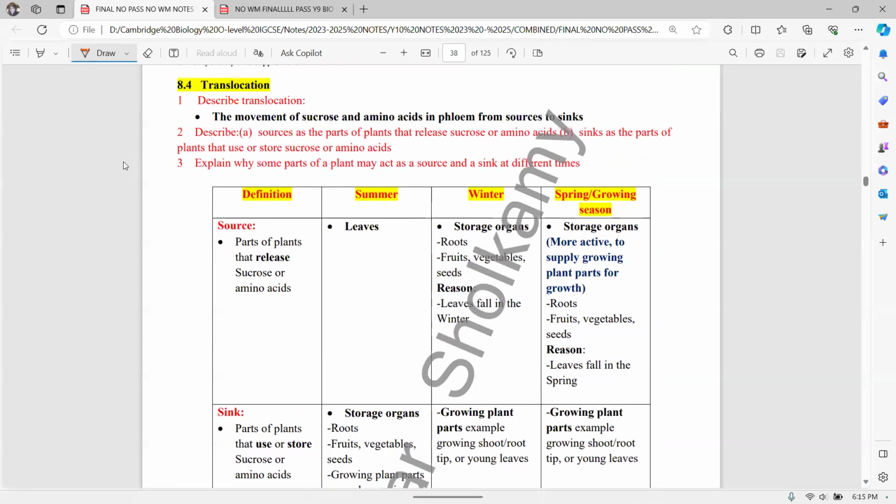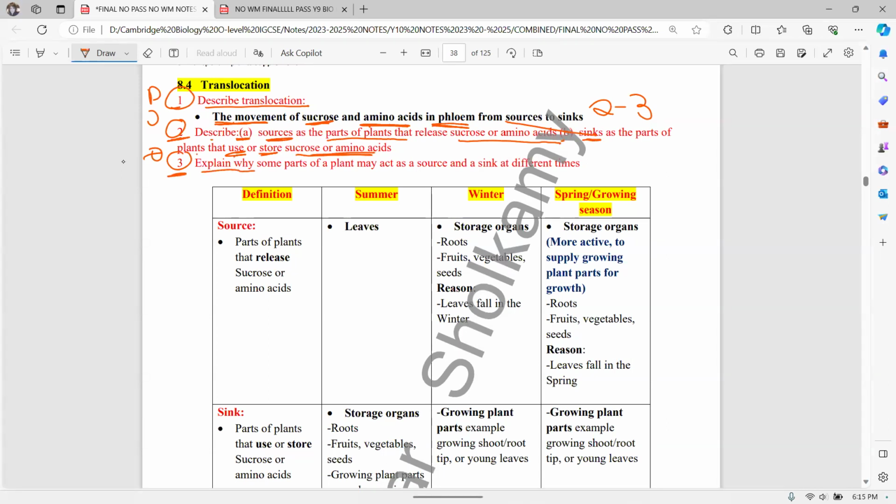Okay, look here. I'm showing you how your notes are written. This is the syllabus, 1, 2, 3, because some of you ask me, what is this? This is the objective. The objective says describe translocation, and the description is right below it. Copy paste it from the mark scheme. Movement of sucrose and amino acids in the phloem from source to sink. This is a 2 or a 3 mark definition. And then objective 2, describe A, sources as the part of the plant that release sucrose or amino acids, and B, sinks as the part of the plant that use or store sucrose or amino acids.